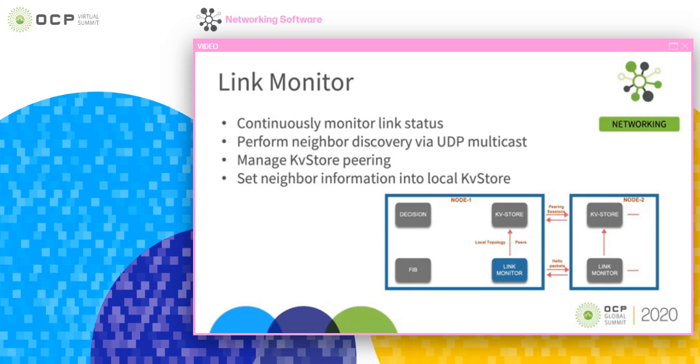So link monitor, in short, monitors all the links, searches for the neighbors over those links, accumulates the neighbor information, manages the KBstore peering, and sets this local information in the KBstore.